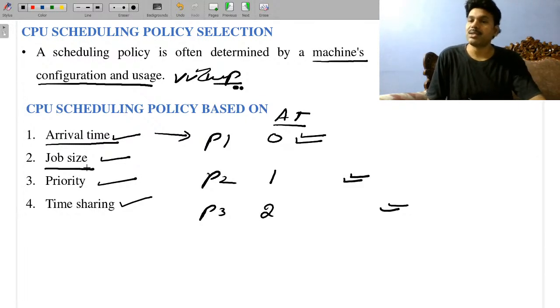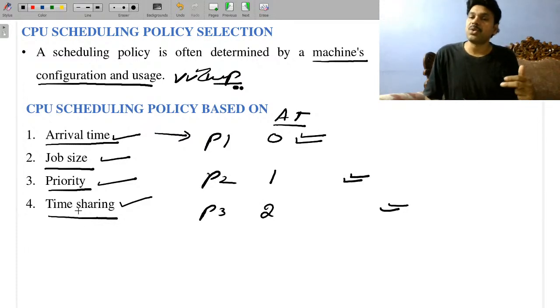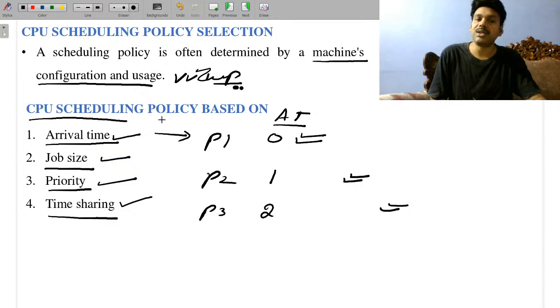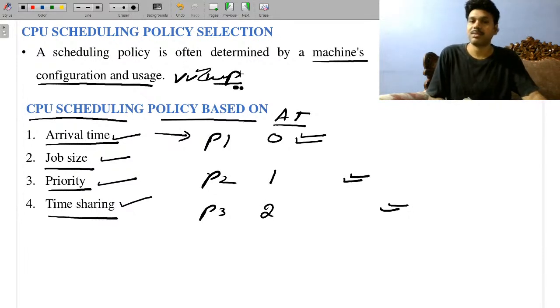What is the job size? Smaller jobs are going to be executed first. What is the priority? High priority process will execute first. What is time sharing? This is multitasking in round robin fashion. Every process is going to be executed for a given fixed amount of time slice. Based on that, the CPU scheduling depends.